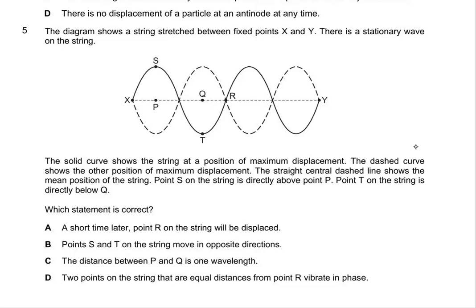It asks which statement is correct. A time later, point R on the string will be displaced? Where is R? The particle which lies on R will never be displaced. Points S and T on the string move in opposite directions. See, S and T are always going opposite. Yeah, it's right.